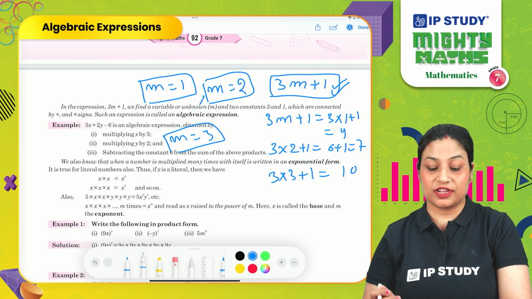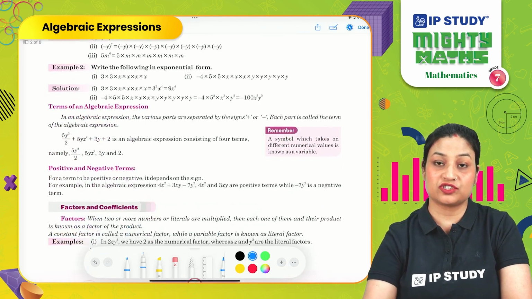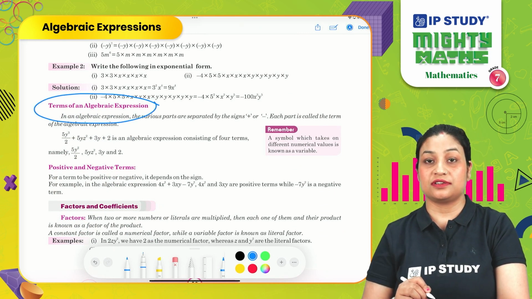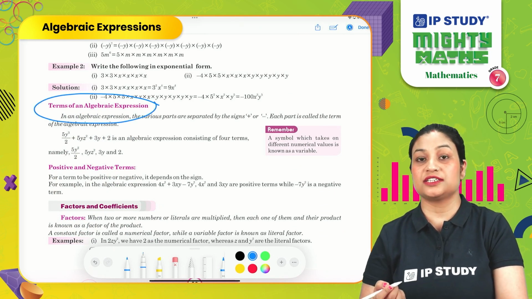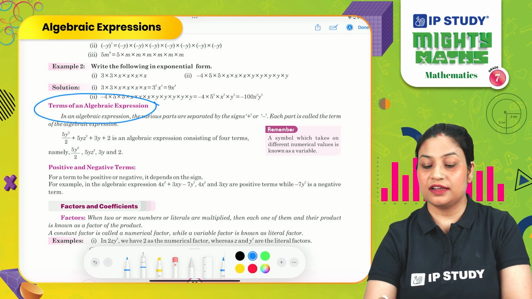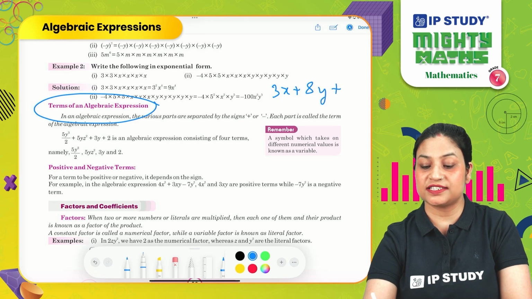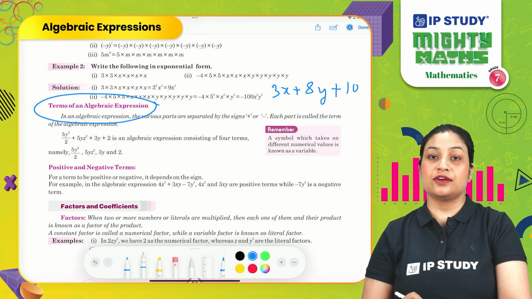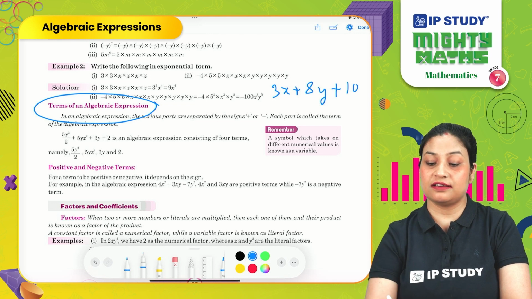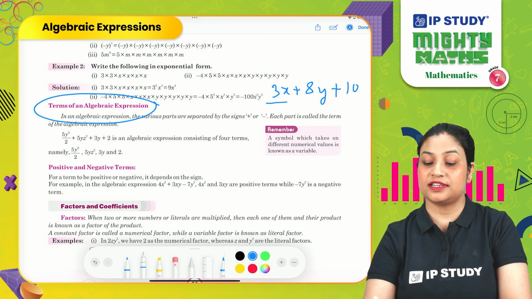Now let's move on to the next topic. What is my next topic? The next topic is terms of an algebraic expression. So dear students, we have discussed what an algebraic expression is, right? Now let me take an example again. Let me write 3x plus 8y plus 10, right? So in an algebraic expression, we have different parts. Like here, we have one part. This is the second part and this one is the third part.